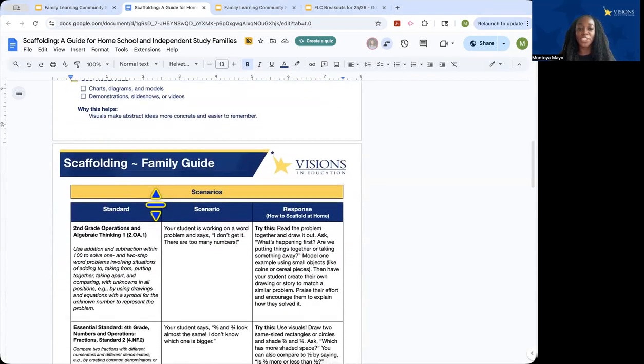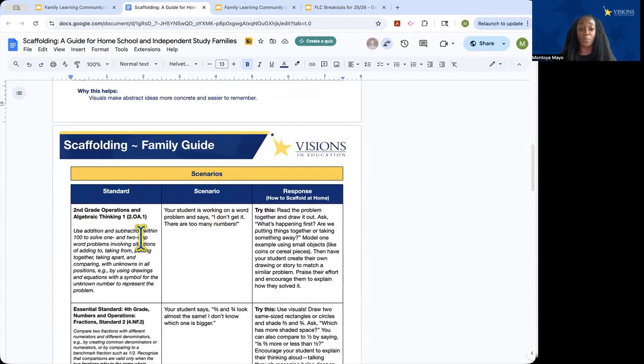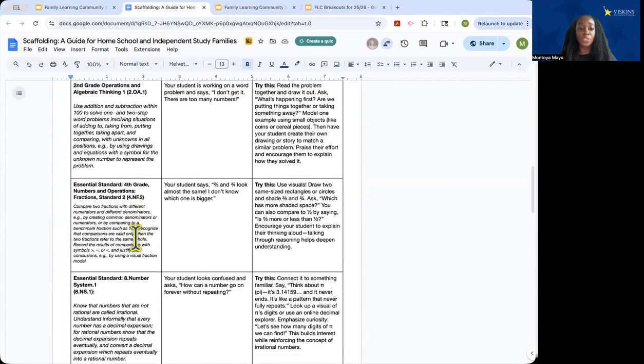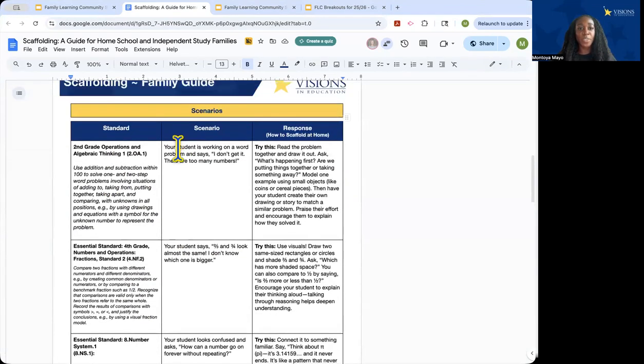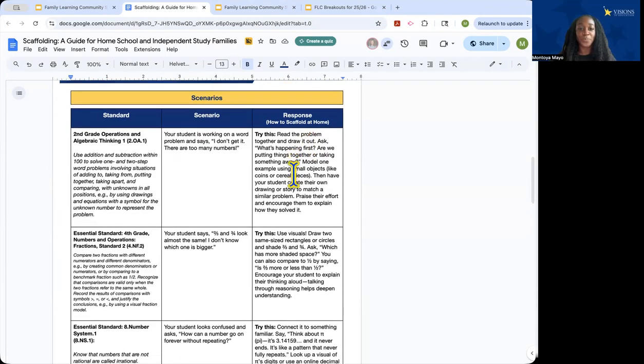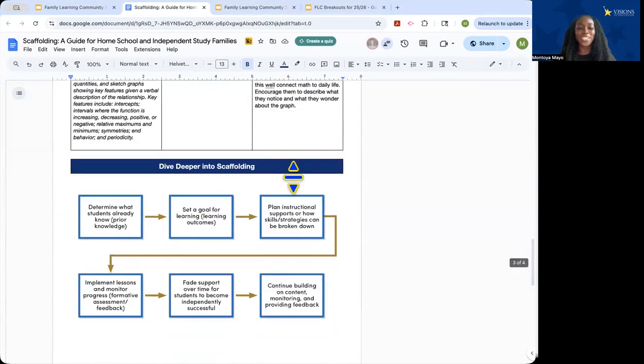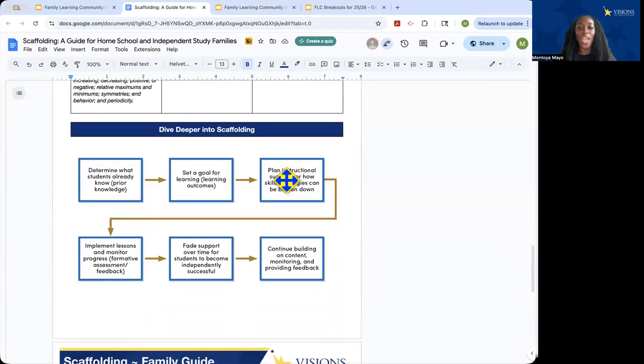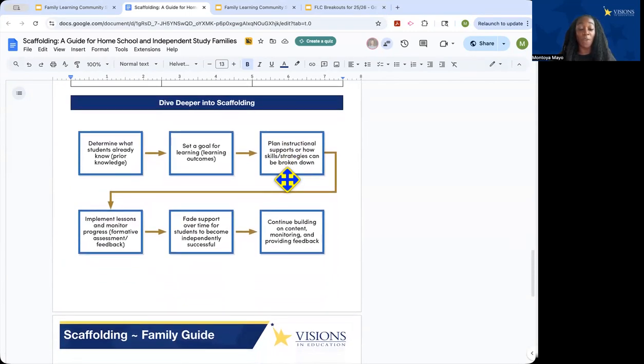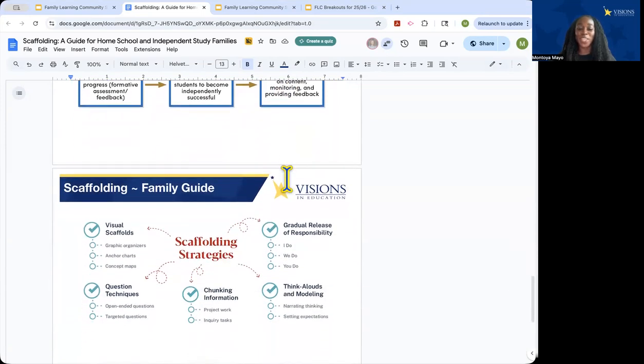In the following section, you'll find some scenarios based upon math standards, and these include the different grade bands. So we have an example for lower elementary, upper elementary, middle school, and high school. And so you'll find the standard, the middle column contains a scenario, and the final column has how you can respond at home. And if you'd like to dive just a little bit deeper into scaffolding, we have a couple of diagrams for you here to extend your learning.